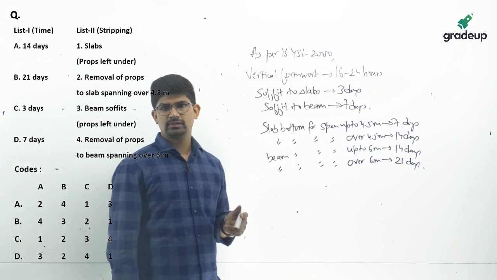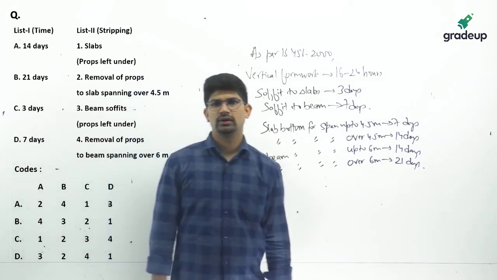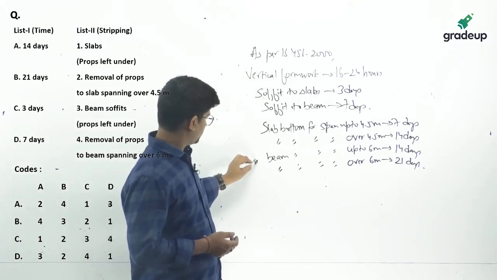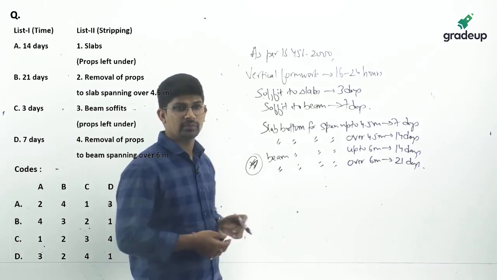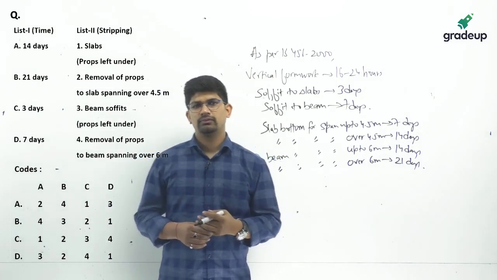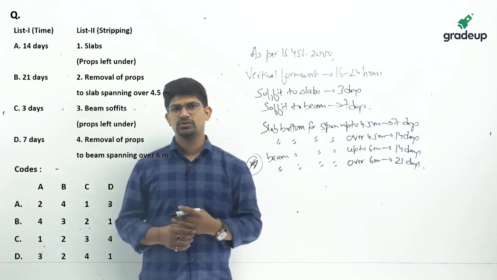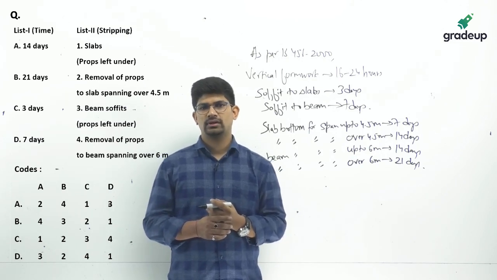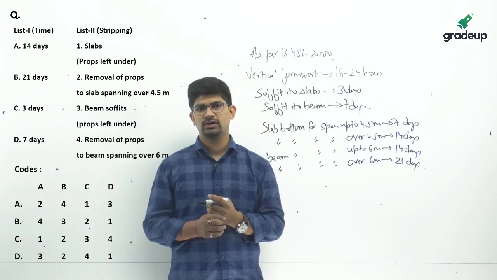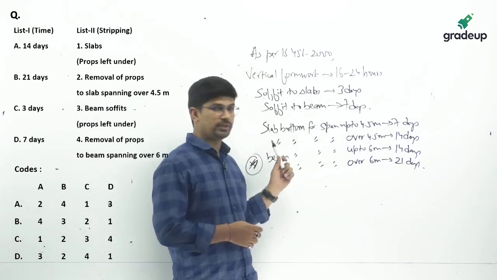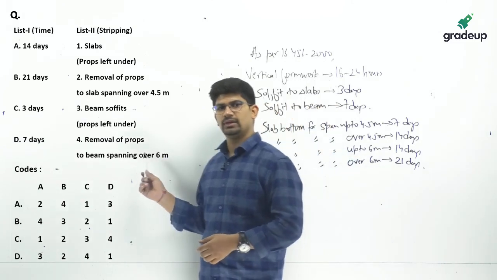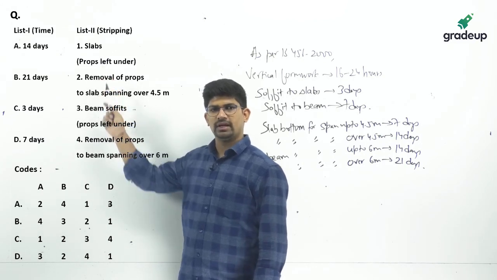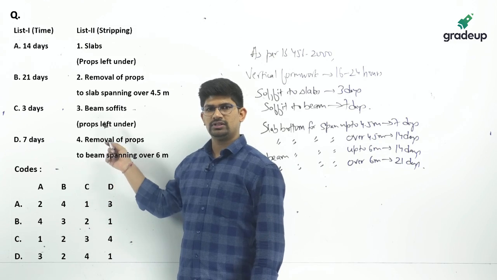Okay, so this is the data, and with this if you solve this question, you will get the option. Yes, Anurag, you have solved it correctly. Answer is A. Now A, 14 days, is with respect to removal of props to slab spanning over 4.5 meter. Then B is 21 days, that is for removal of props to beam spanning over 6 meter. Then there is C, that is 3 days, with respect to slab props left under slabs, and 7 days is with respect to beam soffits.